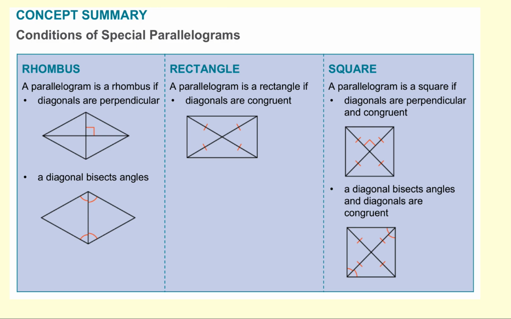Okay, so the conditions. When you know a parallelogram has diagonals that are perpendicular or that bisect opposite angles, we call it a rhombus. When the diagonals are congruent, and of course they're bisecting each other, which makes it a parallelogram, then we call that a rectangle. When the figure has the parts that describe it as a rhombus and a rectangle, then we call that a square.